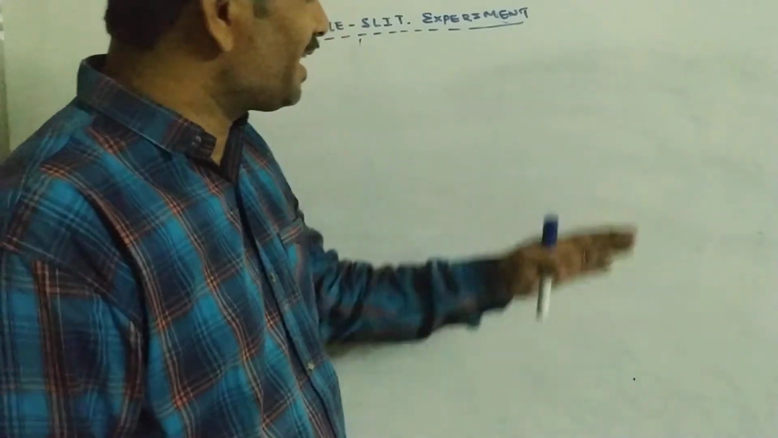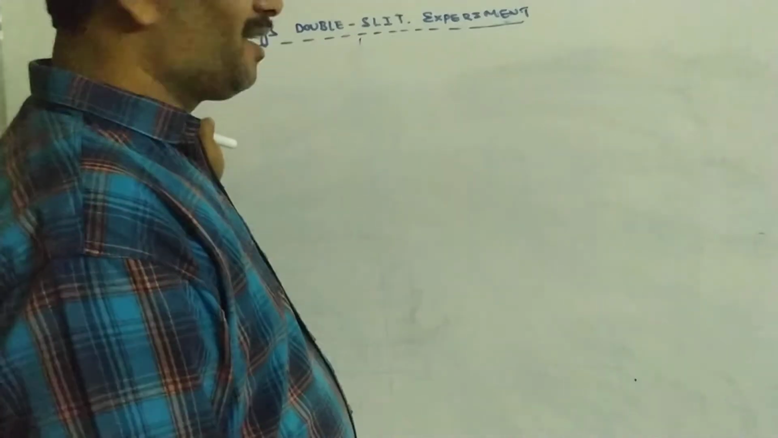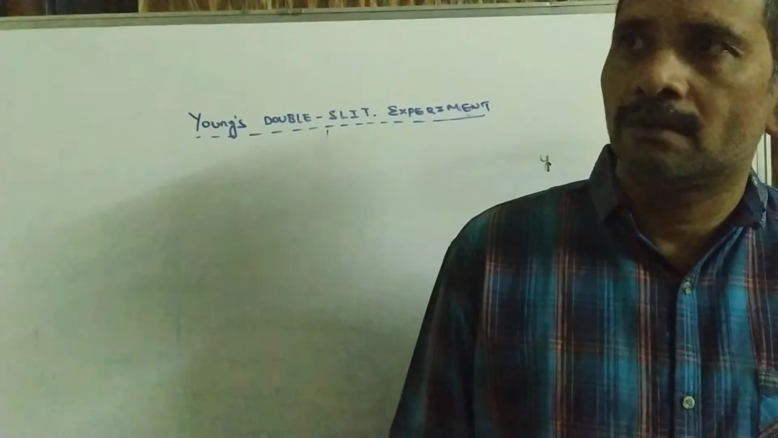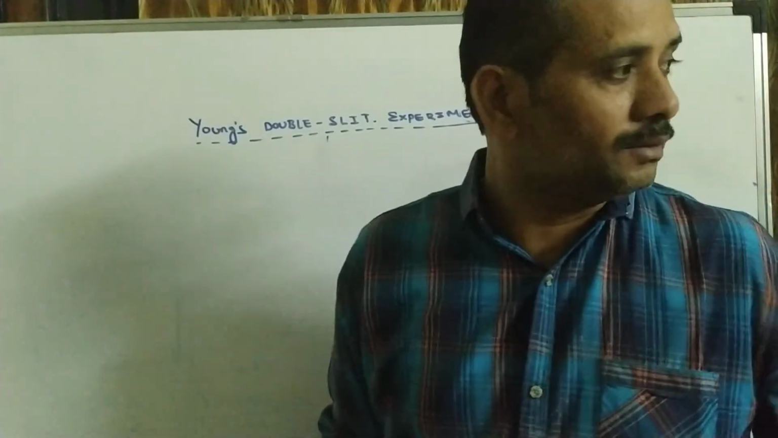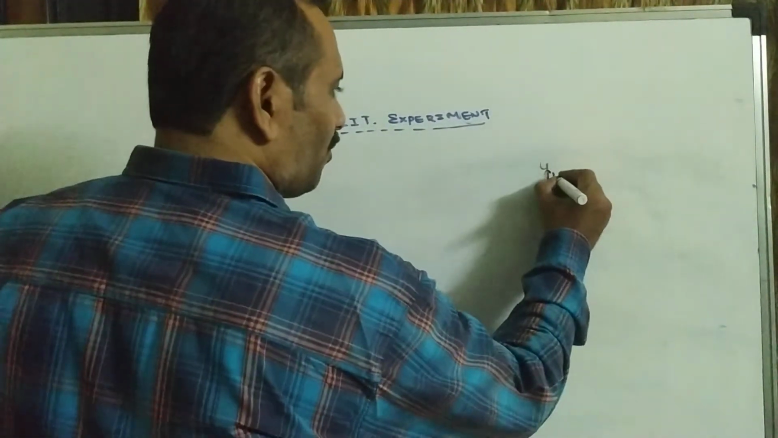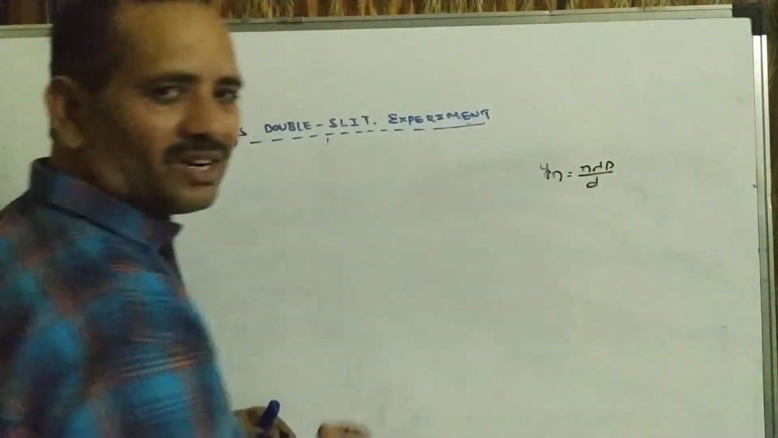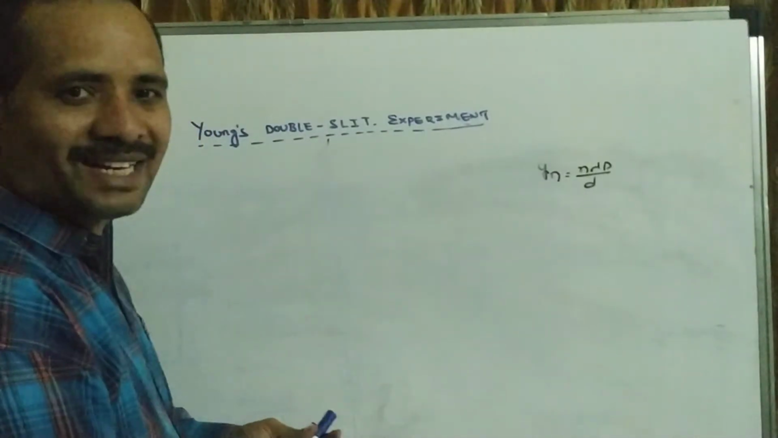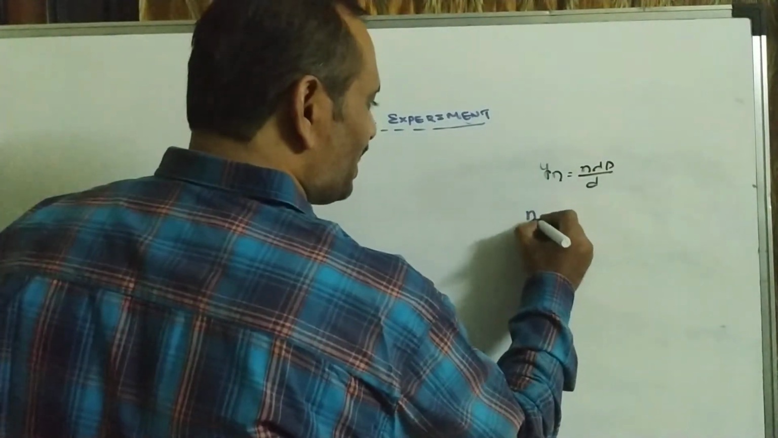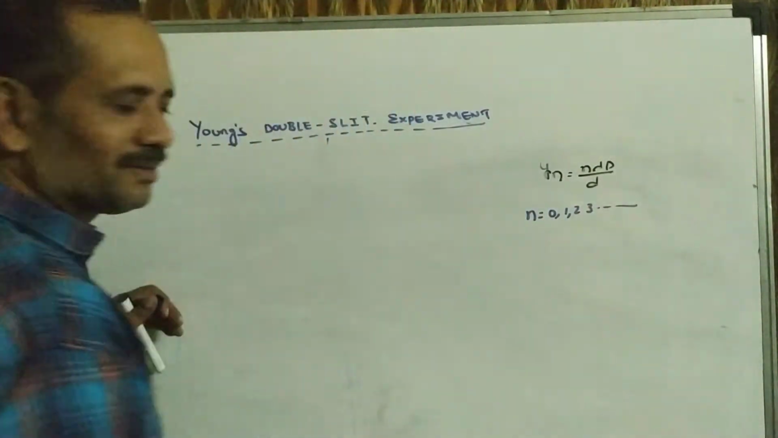Viewers, take care about it. I will move right to left, not left to right, please. The nth bright band distance, yn equals n lambda D by small d. Just now I already set the n values with you. N takes values 0, 1, 2, 3, and so on.